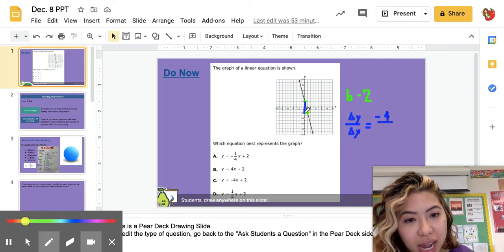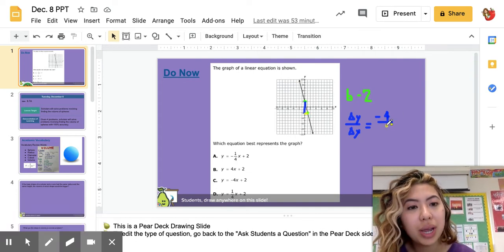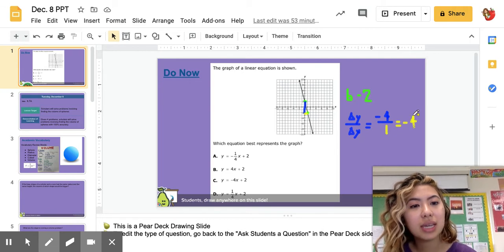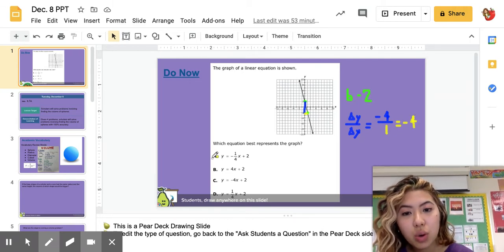And then my change in x is going to be 1 unit to the right, so that's positive 1. And then I can simplify negative 4 divided by positive 1 to be negative 4. So I know that my slope is going to be negative 4. So the only one that has a slope of negative 4 is C.